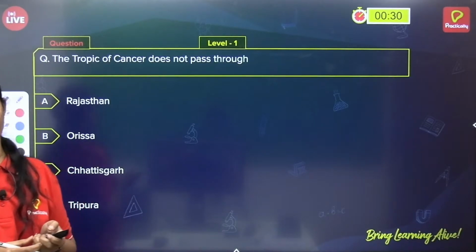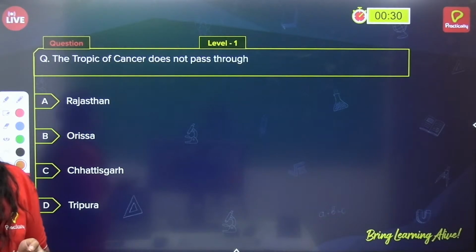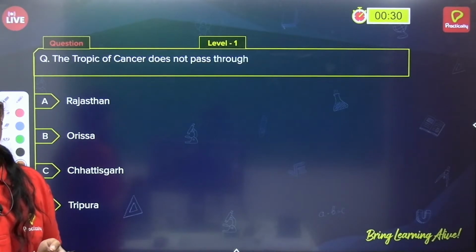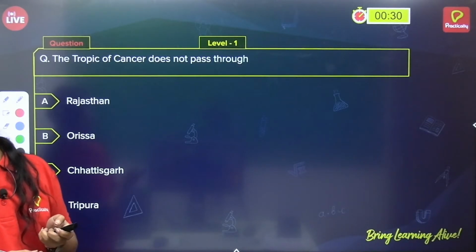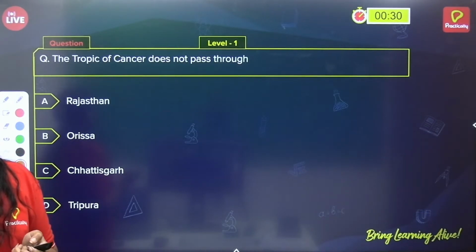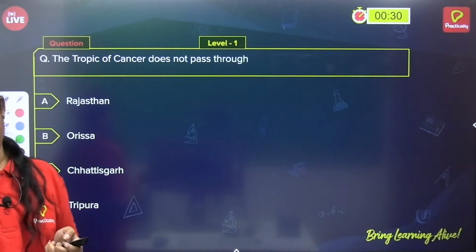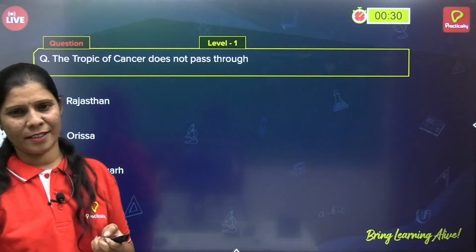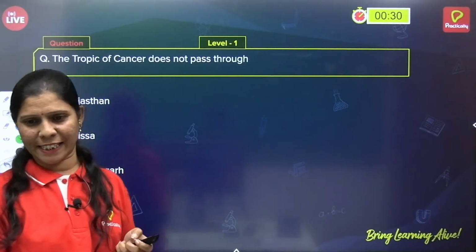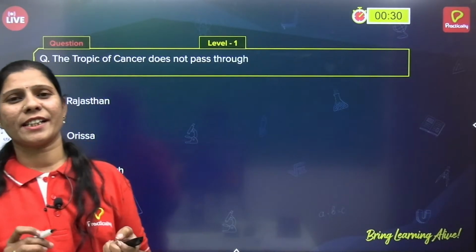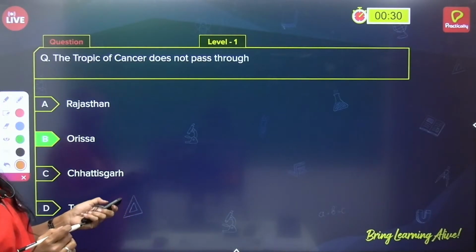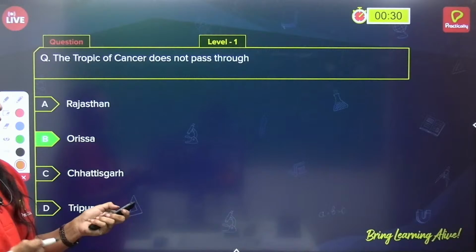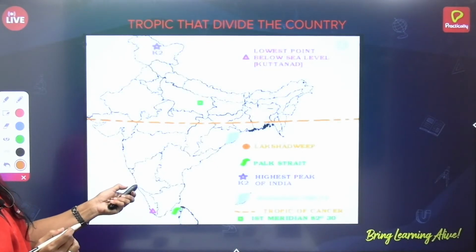Anyone? Can I get an answer from you all? Which one is not Chhattisgarh. It's not Chhattisgarh. Yes, exactly. Orissa is the right answer. Your answer is Orissa.